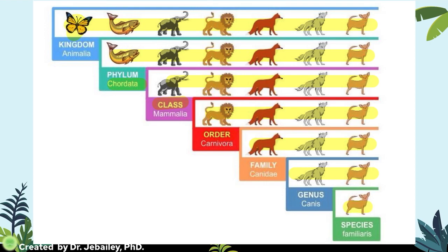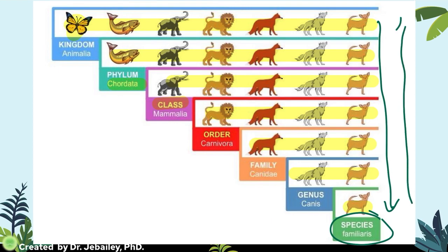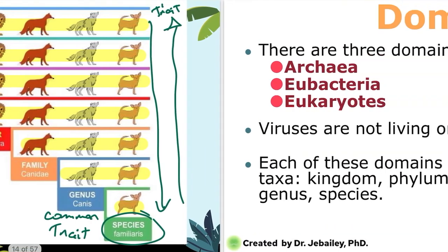So you can see that the number of organisms is decreasing, right? As you get down the taxa. But if you go up, you have more organisms. Now, also, as you go down, there are more traits in common. That's the most important part. Here you have a very small amount of traits, very little, one or less.